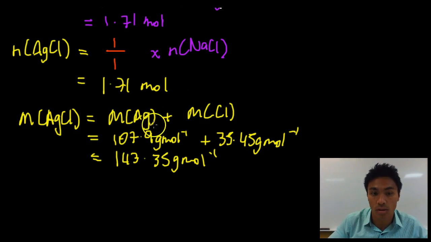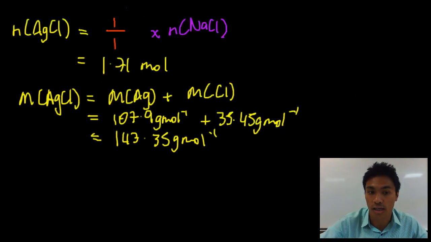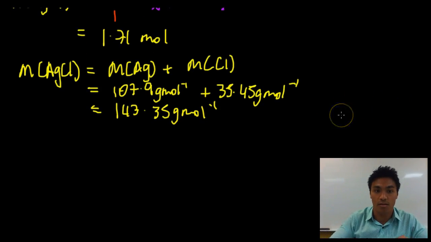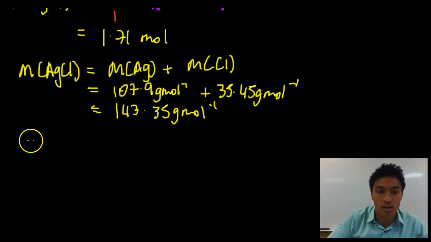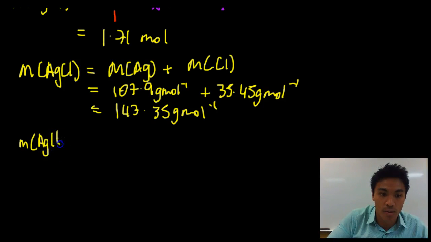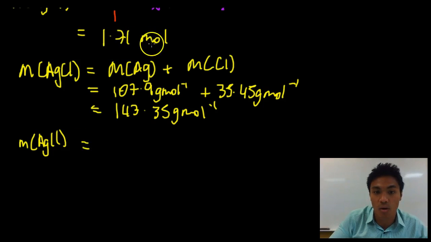So for every mole, okay, so let's think about this. For every mole we have, it'll weigh 143.35. Okay, so we have more than one mole. So logically, the mass of what we actually end up with should be more. So our mass of our silver chloride should end up being more than 143.35. By how much more? It's just that ratio, because we have this many moles, and for one of them weighs 143.35. So we need to find out the mass.